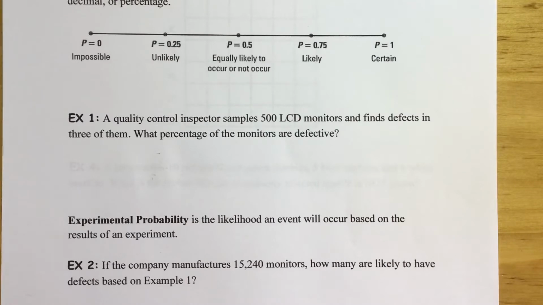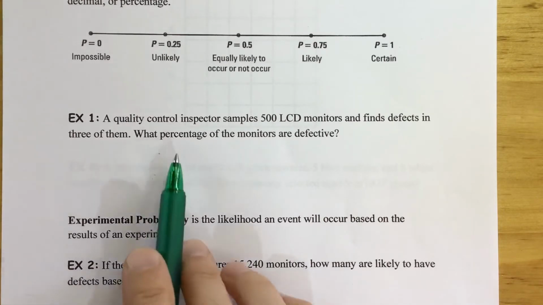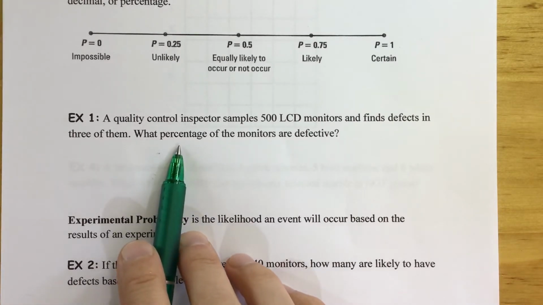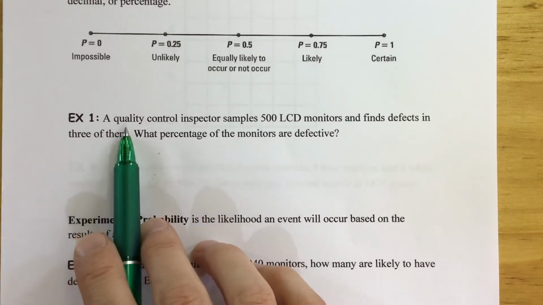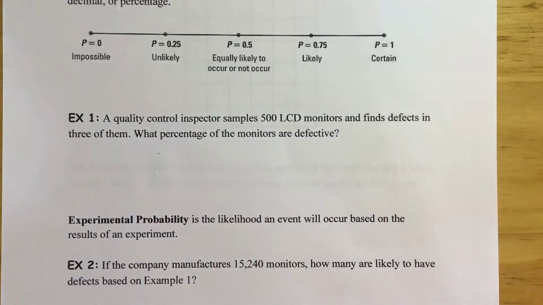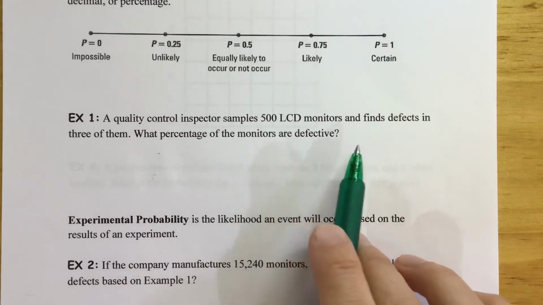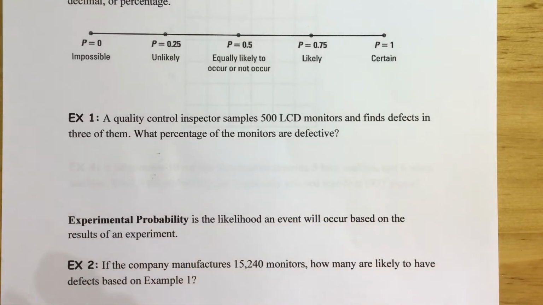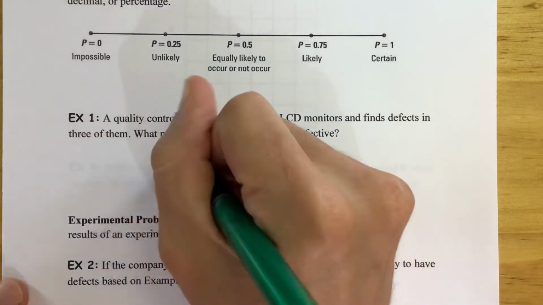Example number 1 is not going to get us into an actual probability question yet, but it's going to build up into one. What it is going to talk about is percentages, and to get a percentage, I'm going to express a couple of values as fractions, which is always the beginning process of doing that. It says a quality control inspector samples 500 LCD monitors and finds defects in 3 of them. What percentage of the monitors are defective?